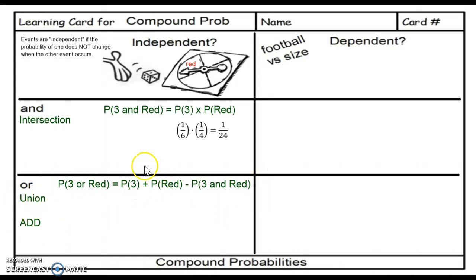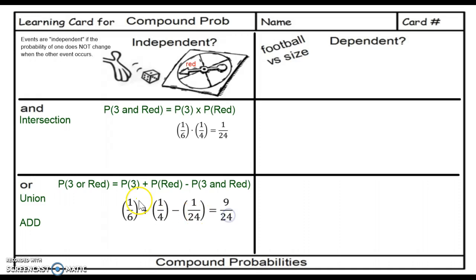So what happens when we look at the union of two events is that we add the two events together, but when we add the two probabilities together, there's a possibility that there's some overlap there. So we don't want to add the overlap twice. So in order to avoid that, what we end up doing is we subtract away the overlap. So the probability of rolling a 3 or spinning a red is equal to the probability of rolling a 3 plus the probability of spinning a red minus the probability of rolling a 3 and spinning a red, because that comes up more than once.